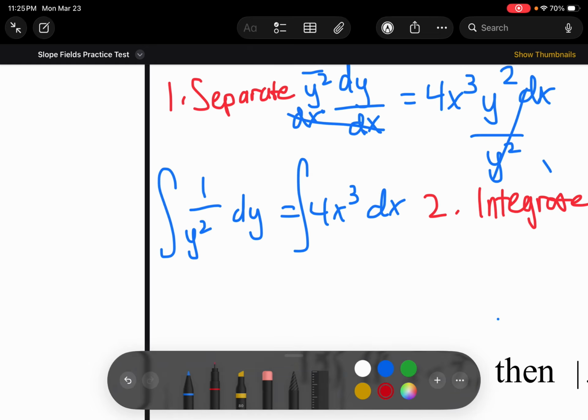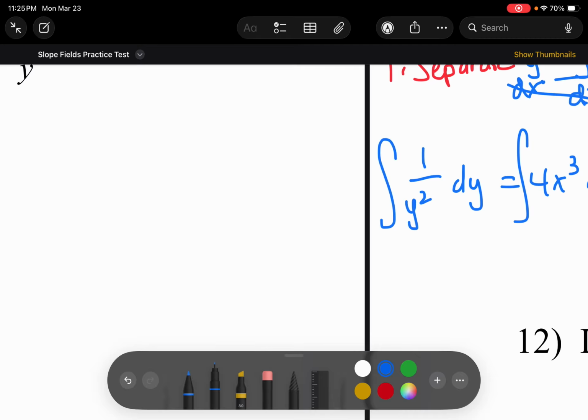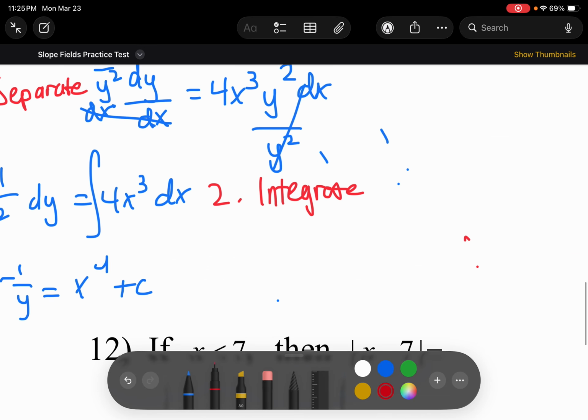What is the antiderivative of 1 over y squared? That is your memorized derivative. You should know that. That's just going to be negative 1 over y equals, remember that you don't need to put a plus c because we're dealing with y here, not x. We're going to deal with an anti-power rule. Just looking at this, it's just going to be x to the power of 4 plus c. Add 1 divided by the new power. So we integrated that. Now we're going to find the IC.